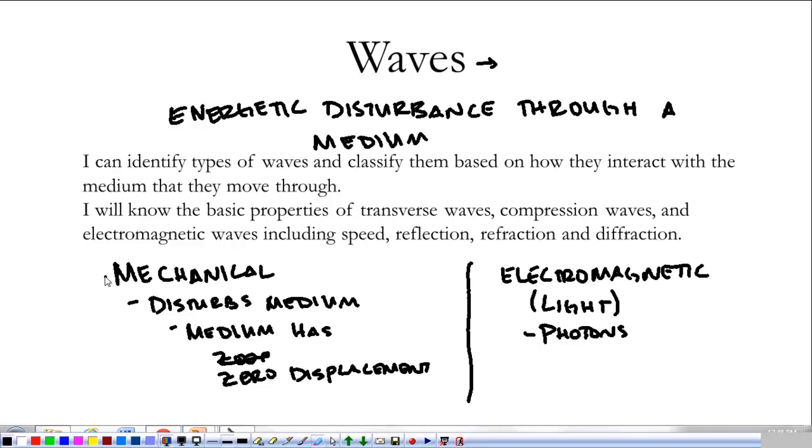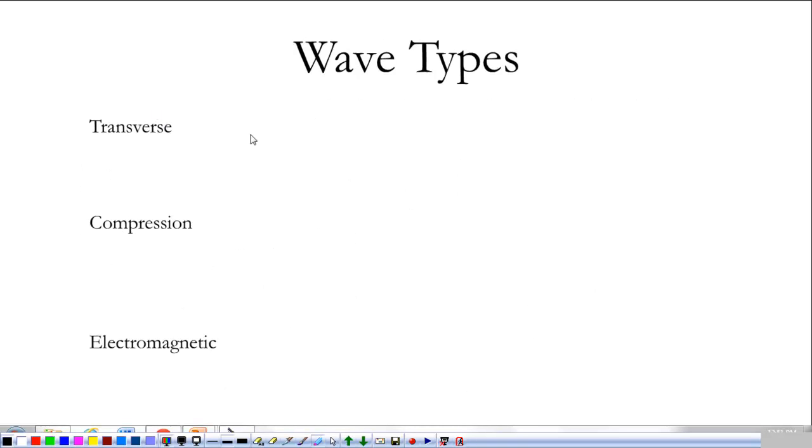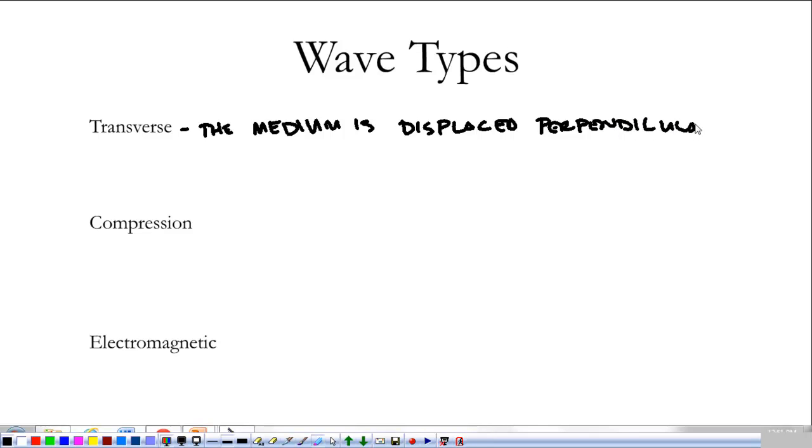Right now we're concerned with mechanical waves. So let's jump into that. And again, we're going to keep in mind that a wave is the energetic disturbance that moves through a medium. So a transverse wave, in this case, the medium is displaced perpendicular to the wave velocity.